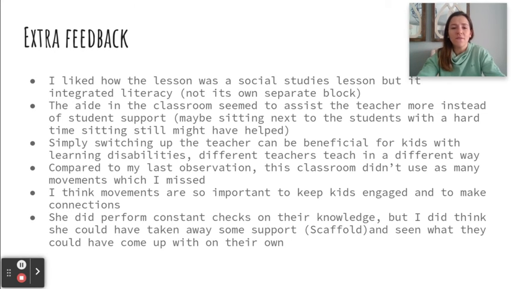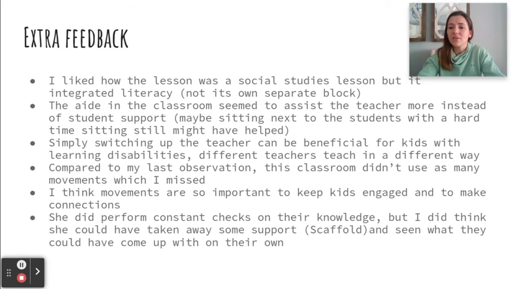I did feel like the aide in the classroom assisted the teacher more than the students. And not to say that the teacher doesn't need assistance, but I think that maybe sitting next to some of the kids who I noticed were having a hard time sitting still on the rug would have helped. And sometimes even having the para teach part of a lesson.